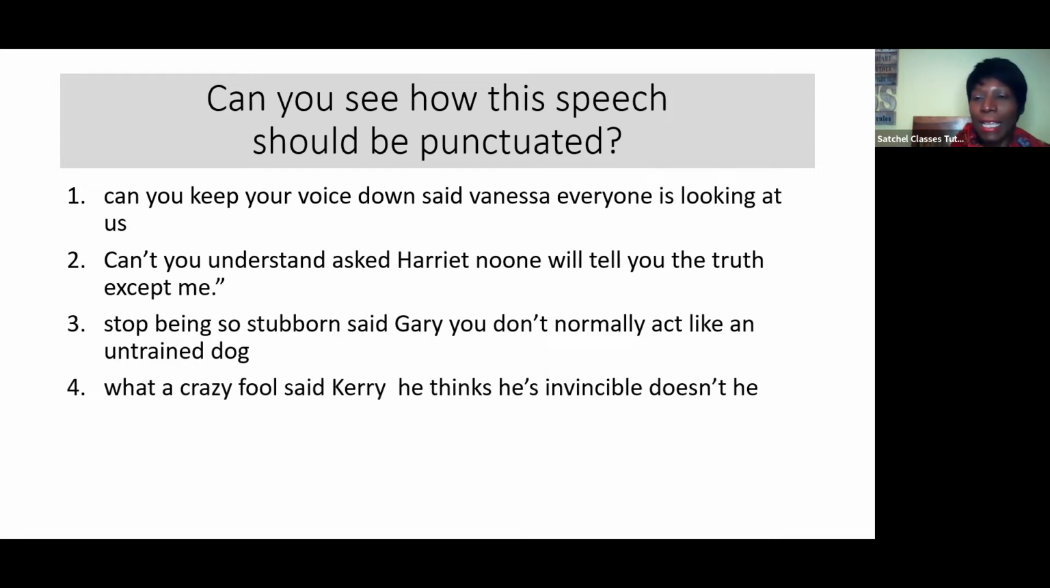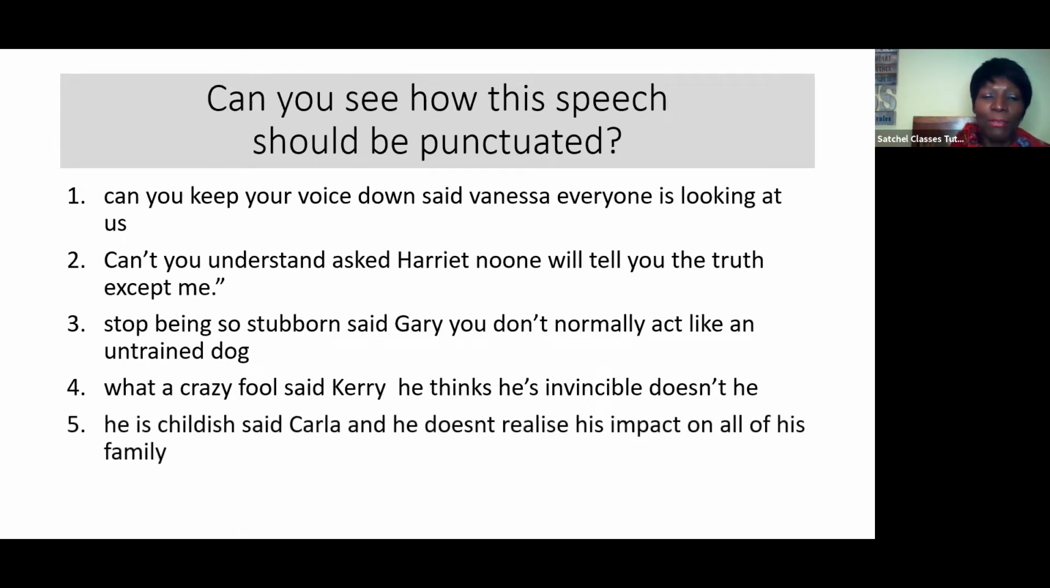Number 4: what a crazy fool said Kerry he thinks he's invincible doesn't he? And then number 5: he's childish said Carla and he doesn't realise his impact on all of his family. Can you see this one's interrupted speech? He's childish, said Carla, and he doesn't realise his impact on his family. So that would be different. How would you punctuate that?